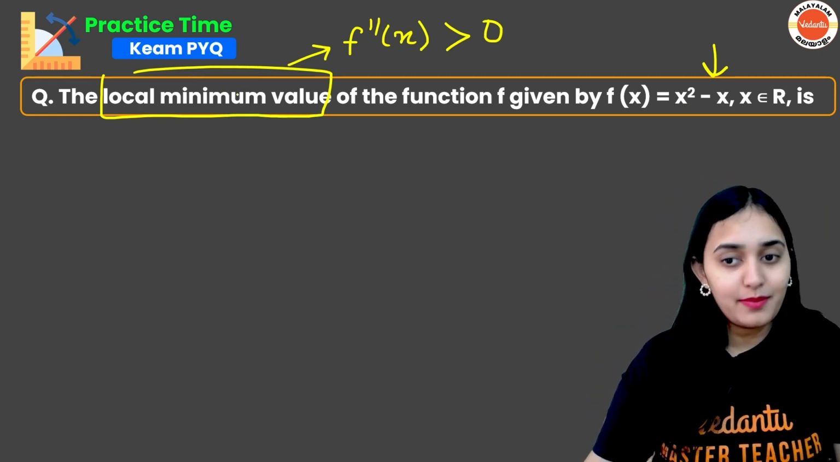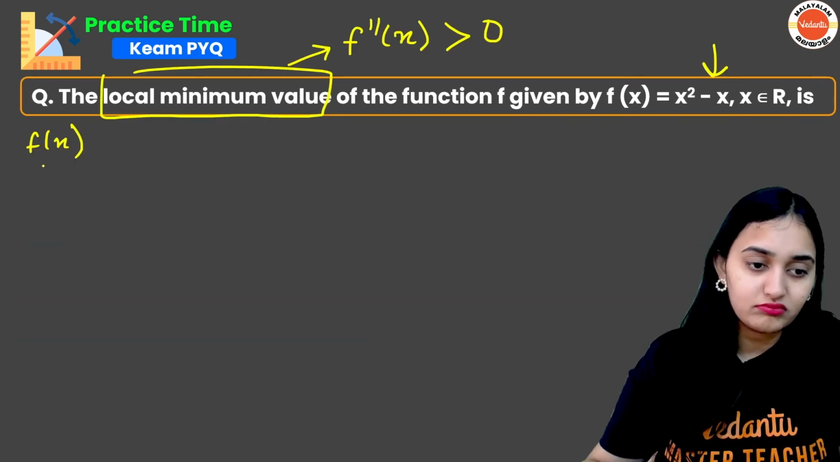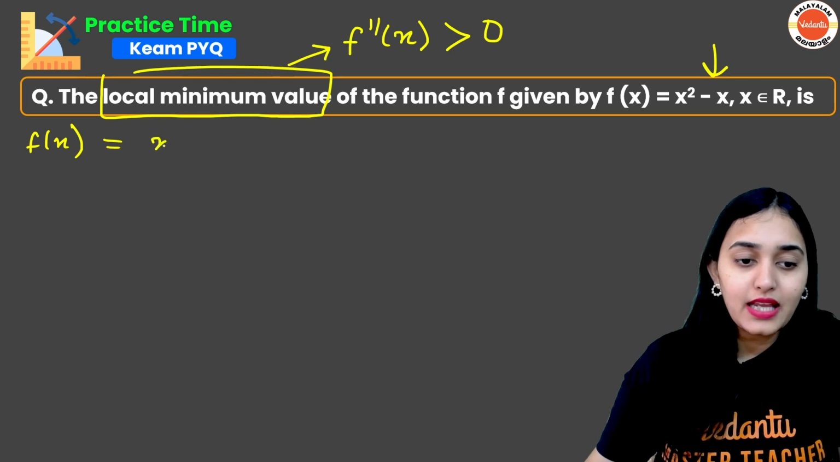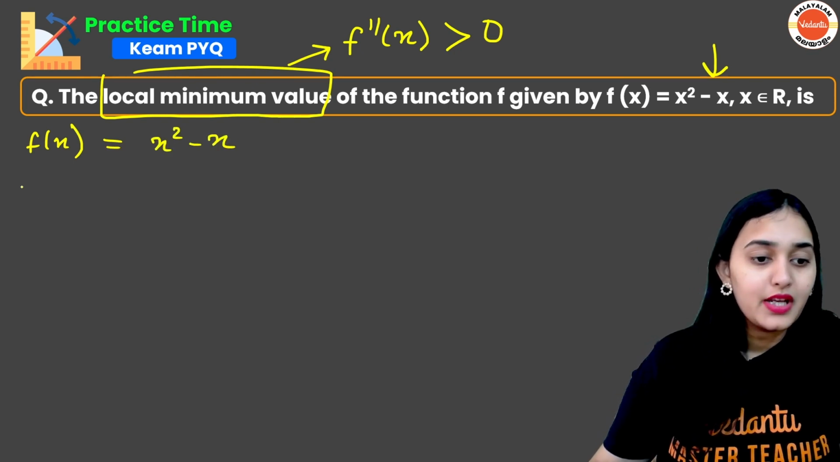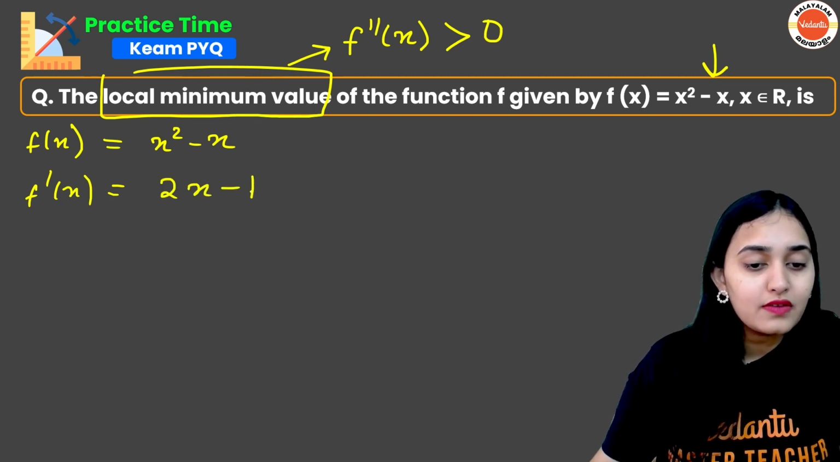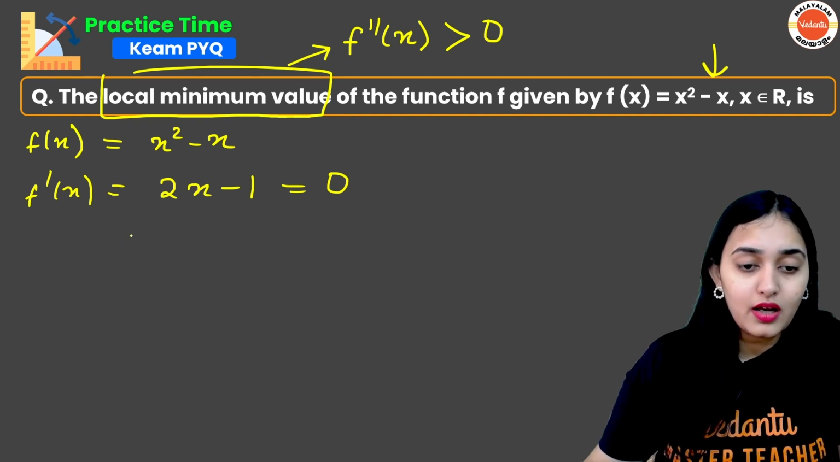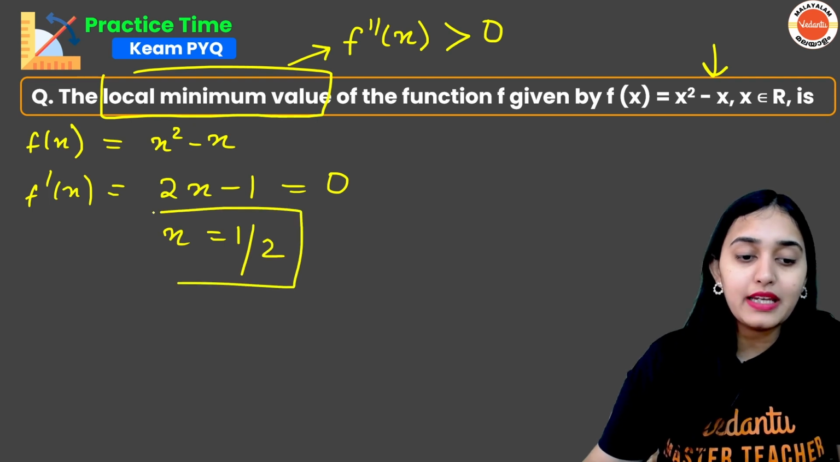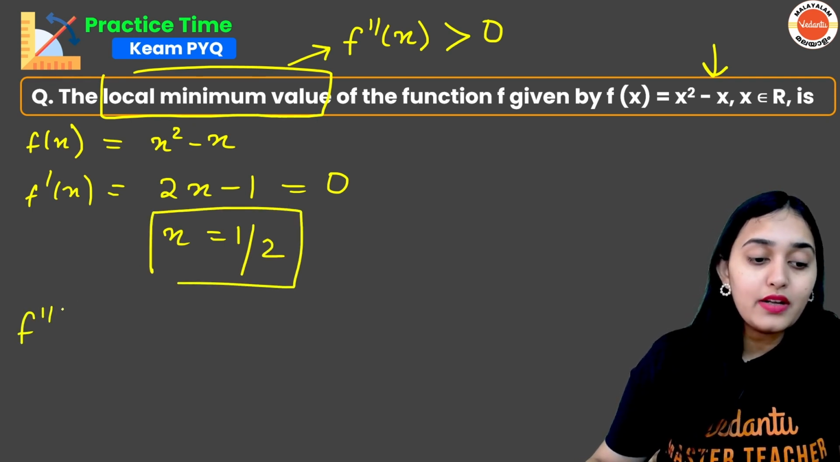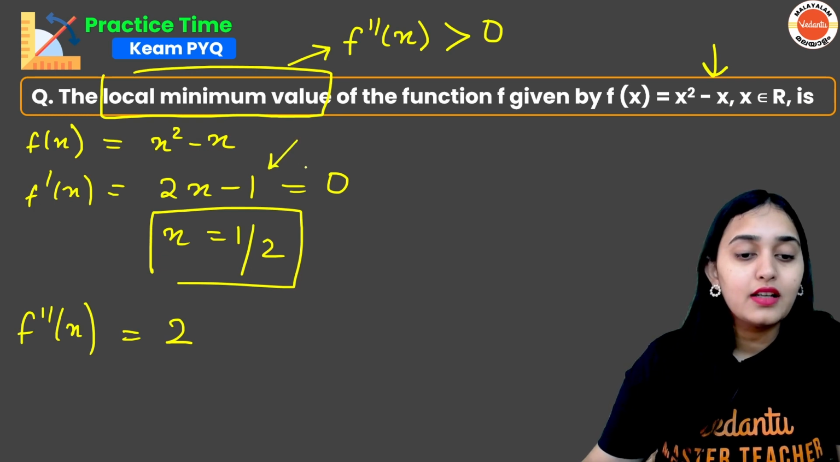Now let's find out f double dash of x. First, f of x is given as x square minus x. So f dash of x will be 2x minus 1. Now this should be equal to 0. So if this is 0, then x will be equal to 1 by 2. So I am getting x is equal to 1 by 2. Now let's find out f double dash of x. f double dash of x will be 2, right? If you derive this, you get 2.